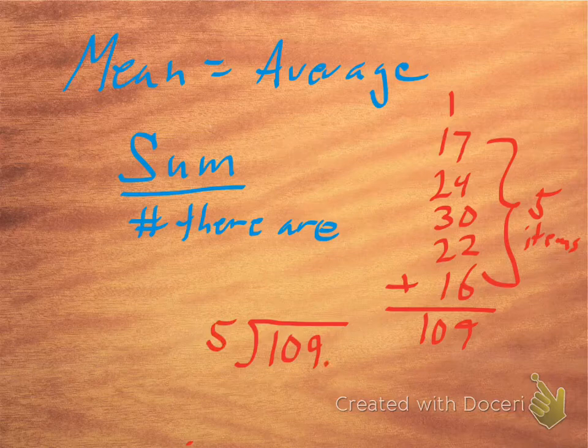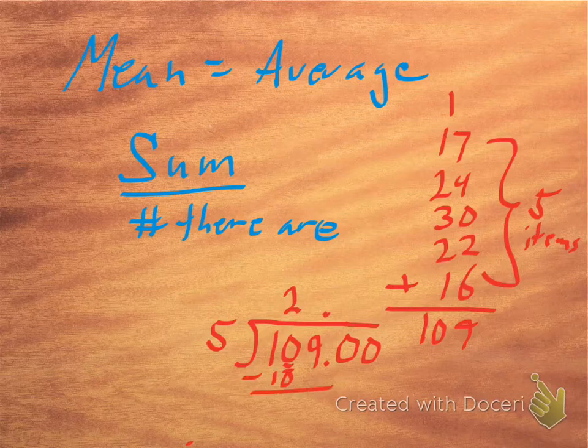Put the decimal point in before we start because we know we're going to go out to decimals if we need to. 5 goes into 1, it doesn't, but 5 goes into 10. I want you to be really careful when you show your division. So 5 goes into 10 twice. You always put it over the ones digit when you're dividing. 5 times 2 is 10. It's going to subtract perfectly, get 0, bring down the 9. 5 goes into 9 once, almost twice, but not quite. The remainder is going to be 4. I'm running out of room here, so I'm going to bring the 4 up here instead. And 5 goes into 48. So I get an average of 21.8, and that is the mean for this data.